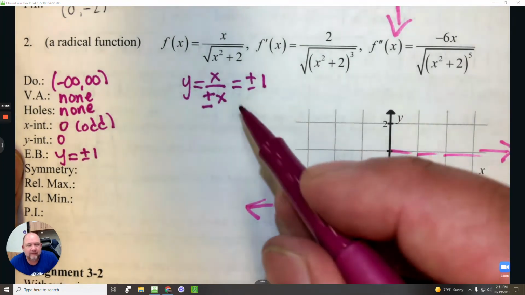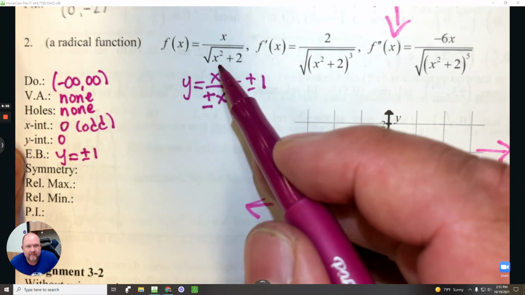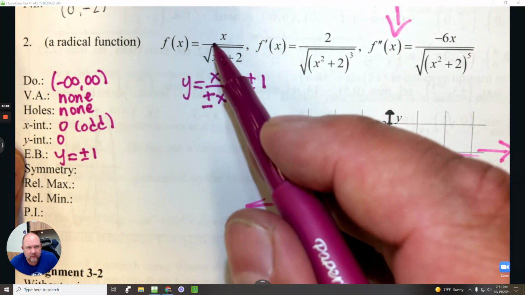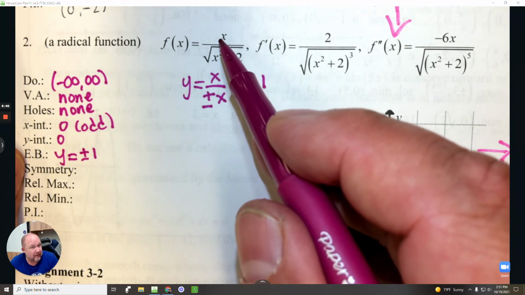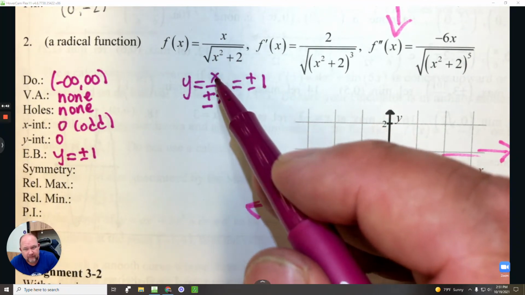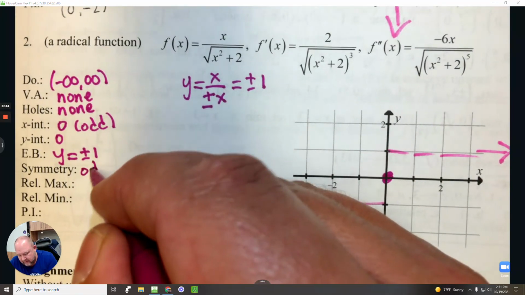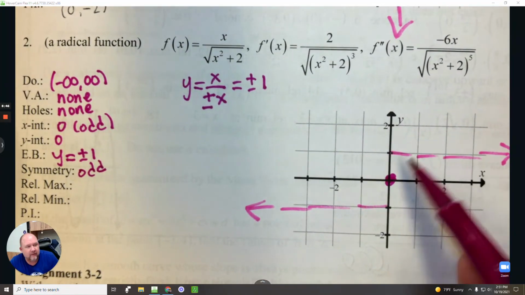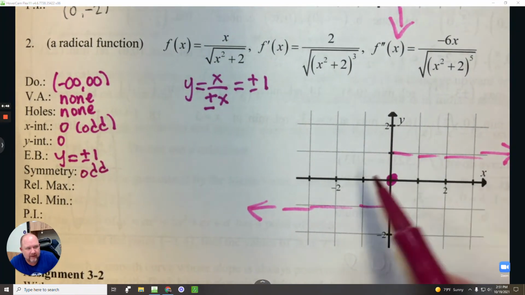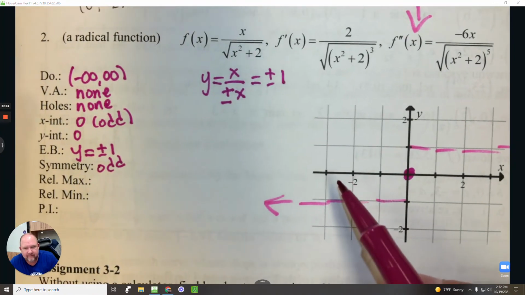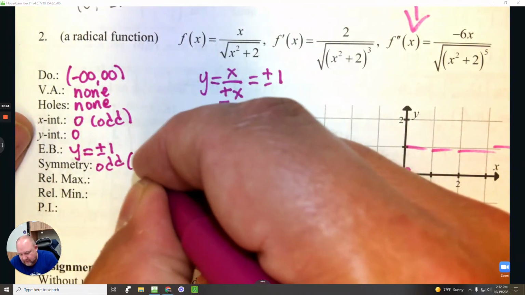Symmetry. If I plug in positive 1, I get 1 over the square root of 3. If I plug in negative 1, I get negative 1 over the square root of 3. So that means this is an odd symmetry. So whatever happens in the top right will match on the bottom left, or with the origin, you could say.